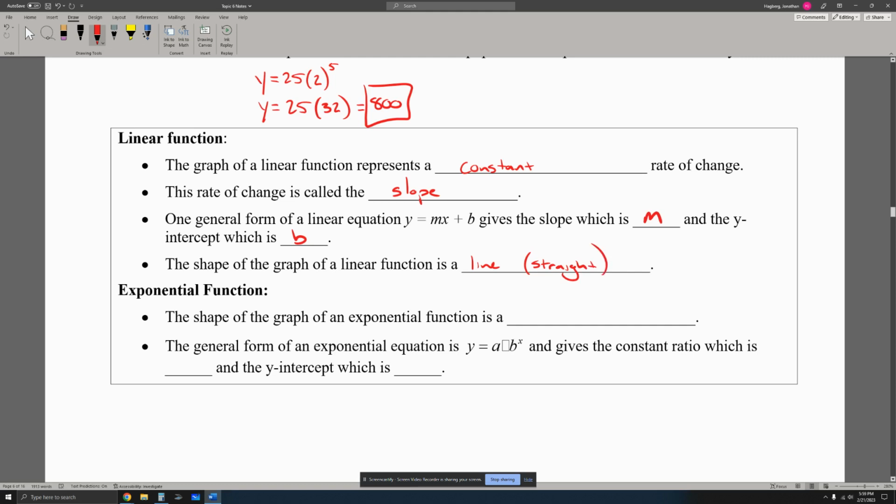Okay, for an exponential function, we get a curved line. The general form is a times b to the x and gives a constant ratio or a growth or decay factor, which is b, and the y-intercept is the initial value, a.